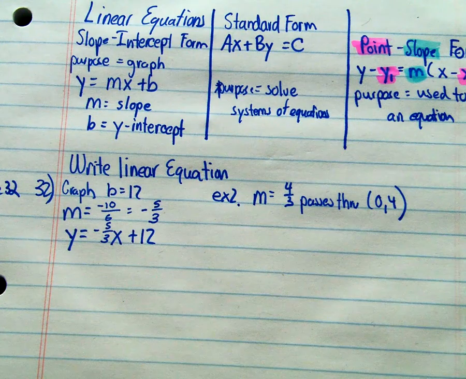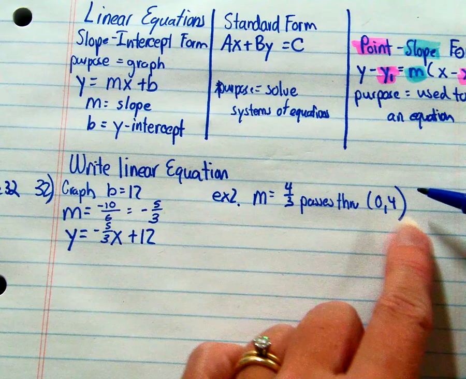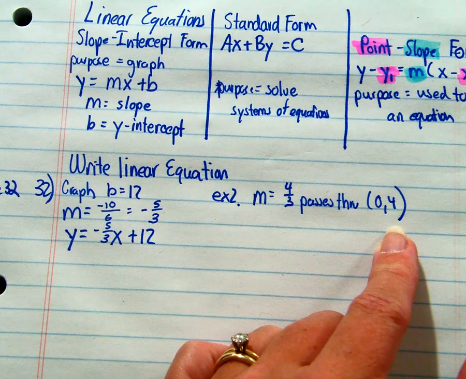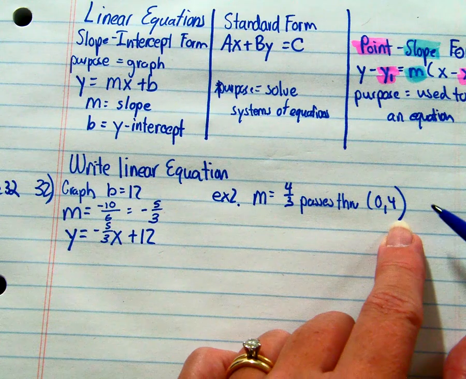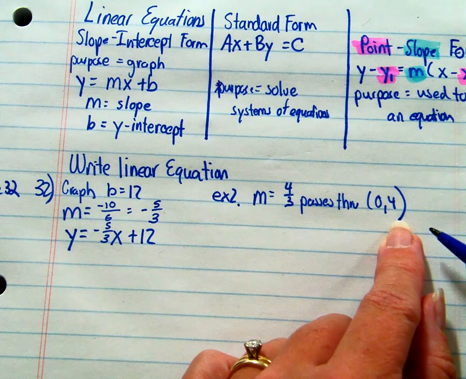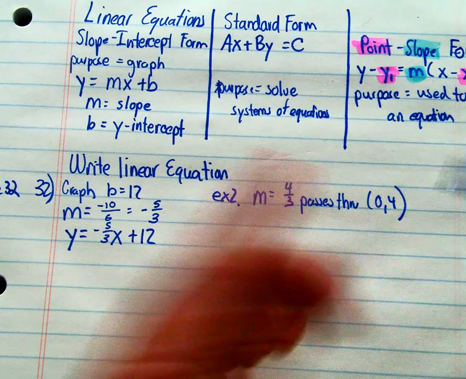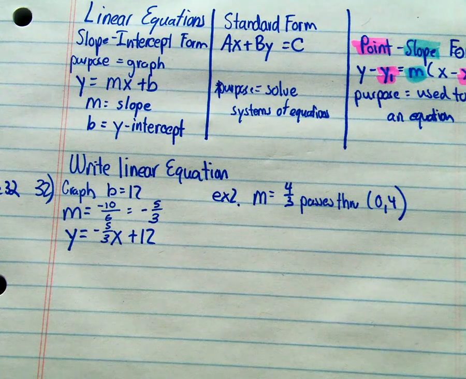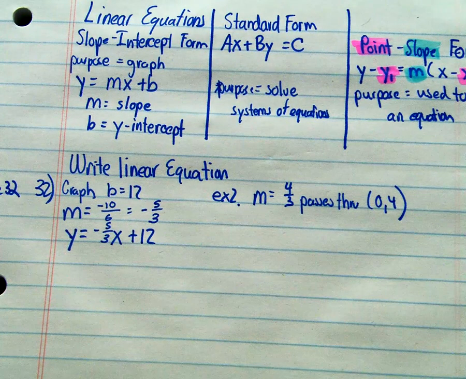Is there any chance that the point they've given you is the y-intercept? So think about where (0, 4) would lie on a graph. Do you see it? (0, 4) actually is your y-intercept in this case, isn't it? Where is this line going to cross the y-axis? At 4. It's going to cross the y-axis at 4, so write your equation.